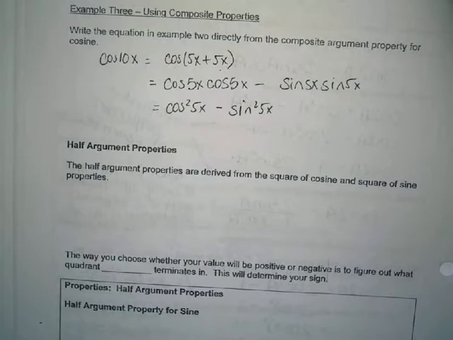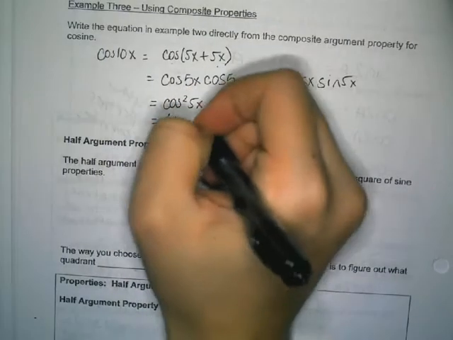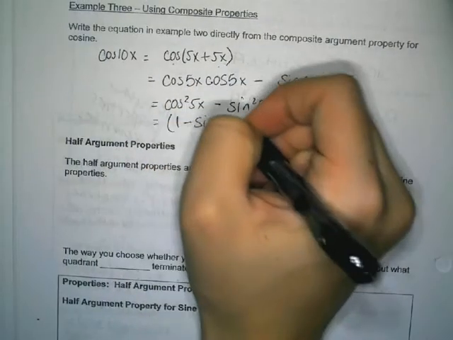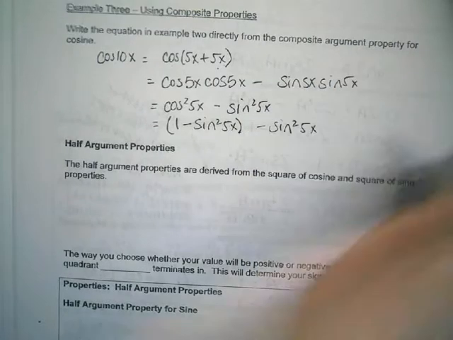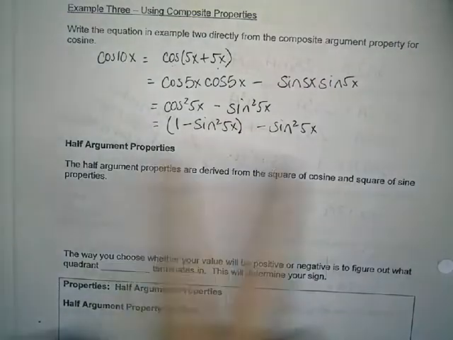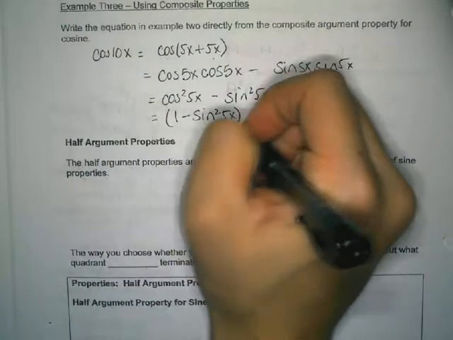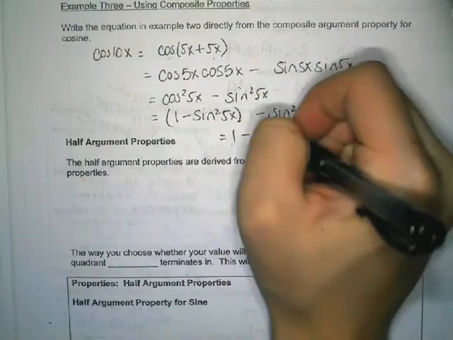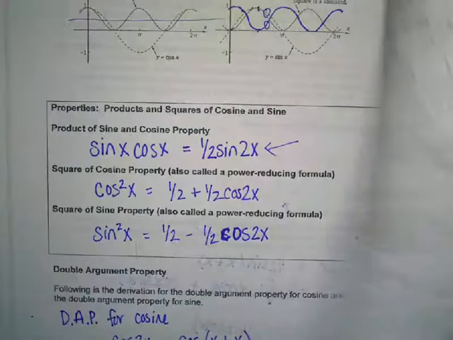Pythagorean properties, because that's what we would have to use there to change that to a sine squared. Yep. 1 minus 2 sine squared 5x. Yep. That's 2 squared. Okay. And then since we have two of the same term here, we can combine them and make that 1 minus 2 sine squared 5x. Isn't that what we had on the other side?